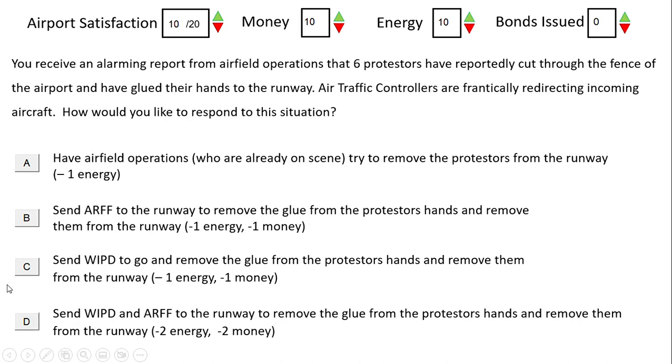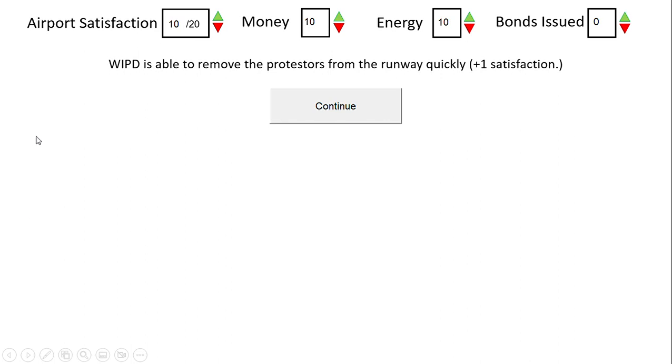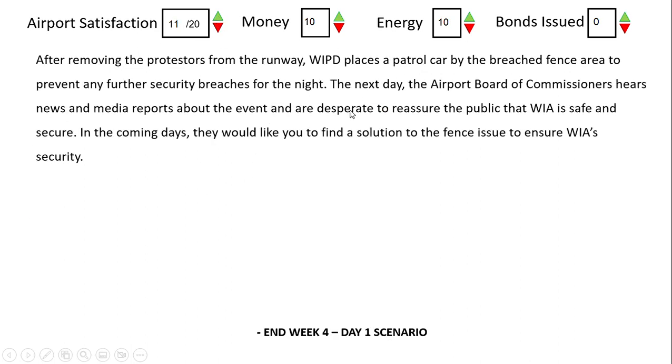Police and fire department would probably be the safest option. Police might be good, or ARF might be good. We're going to go with just the police. So the police are able to handle the situation, so we'll get a point for that. Now, afterwards, we'll find out that a patrol car is going to go in front of the fence, and that the airport will need to make sure the fence is secure.